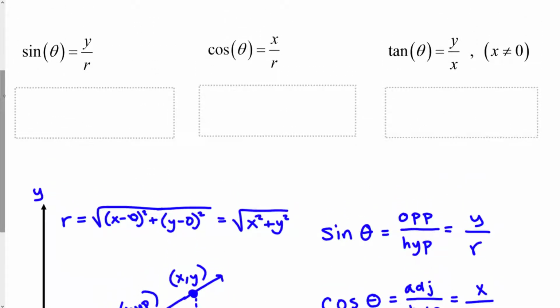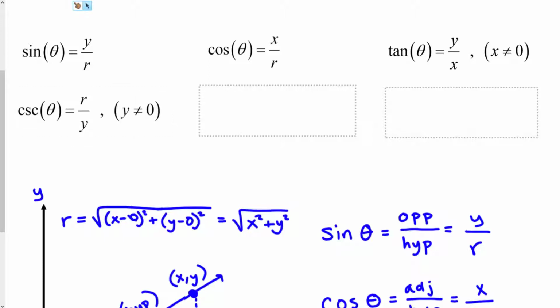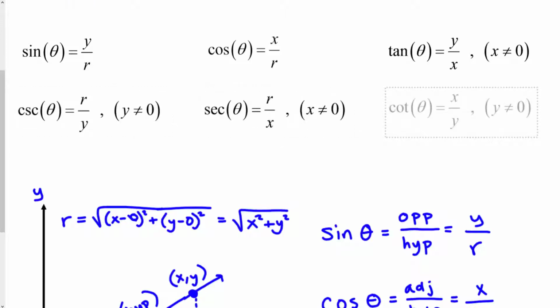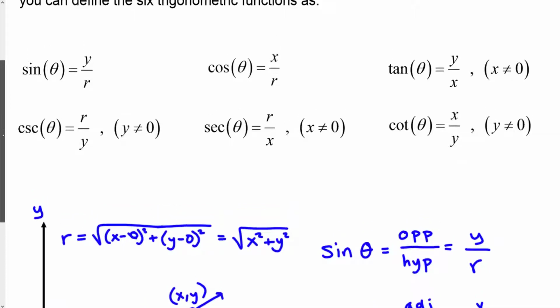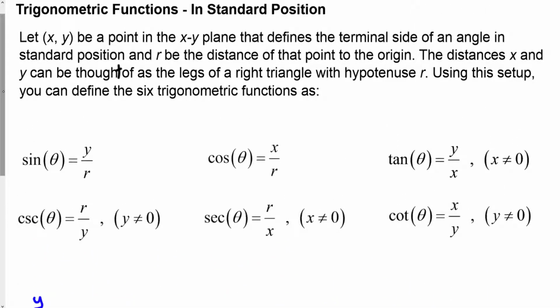Now there is a little bit more information where it says x cannot equal 0. So there are situations where tangent is undefined, and that's where x just happens to be 0. So we have to watch out for that. The remaining trig functions, cosecant, secant, and cotangent, are just the inverses of the first three. So if you'll notice, cosecant is defined as r over y. So what we said is the hypotenuse divided by the opposite side, and so forth. So that's how we define our trig functions in standard position.